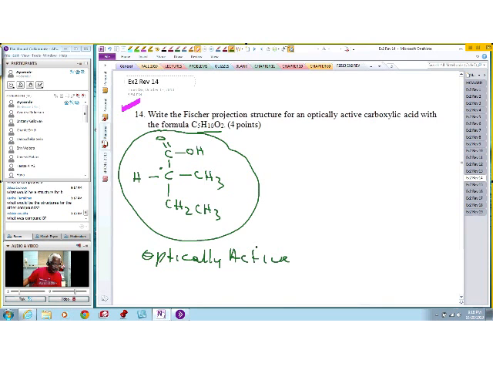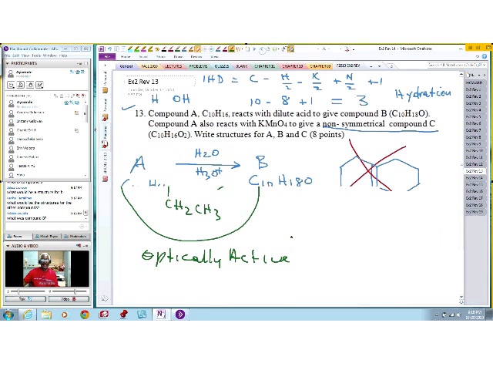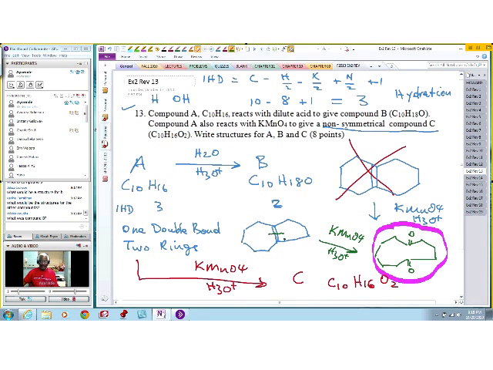Somebody asked a question. Somebody said, what was compound B? I'm sorry about that. Yeah, thank you for that. I gave you compound C, but did not give you compound B. Okay, compound B will be, thank you for reminding me of that, this here.